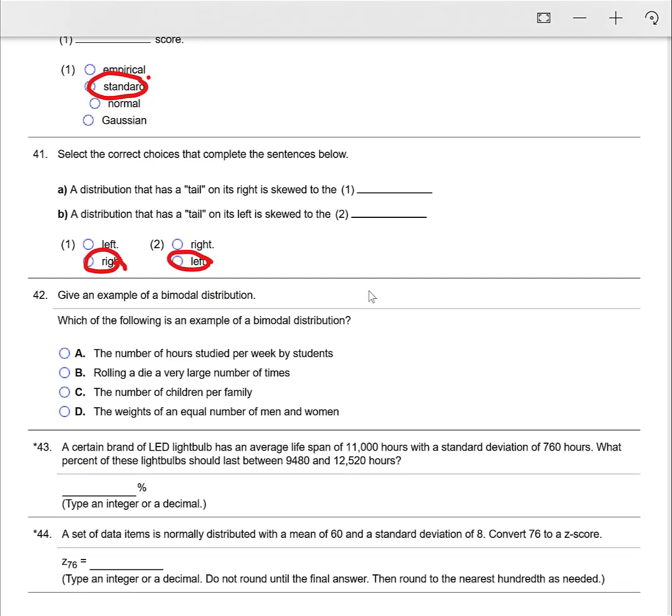Give an example of a bimodal distribution. So bimodal means it would have 2 peaks if we looked at the histogram. So we're looking for a description here that might have 2 different populations mixed together, and the most appropriate answer for this would be D, where we have the weights of an equal number of men and women, because we would tend to think that men on average would weigh more than women.